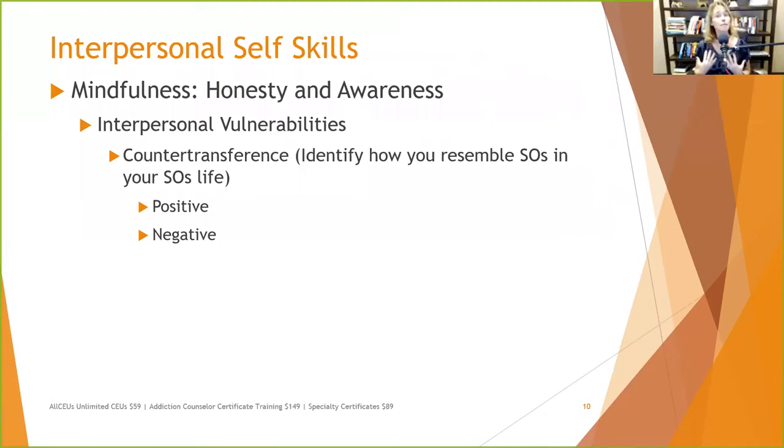We may resemble somebody from our significant other's past, which may trigger them to act in a certain way towards us. So again, we can talk about situations where this has been true in group. And generally the interpersonal vulnerabilities, all three of those combined, takes about one group. I don't spend a whole lot of time on it.